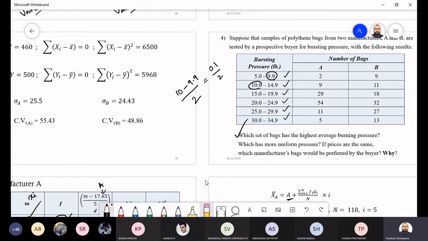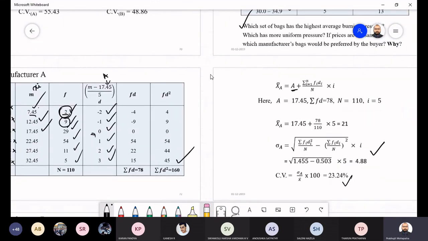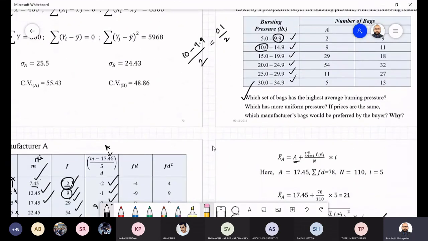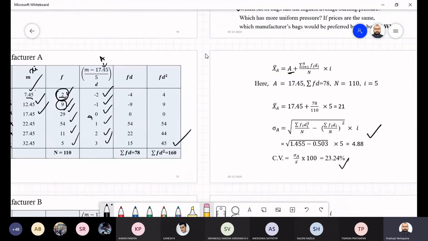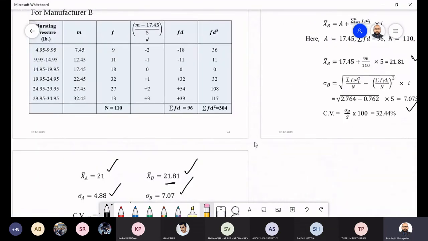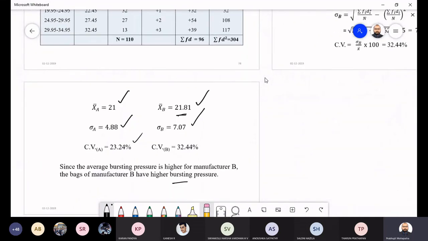Which has more uniform pressure? Uniform pressure means the one with the lower standard deviation. Correct or not? Which has the lower standard deviation? Manufacturer A has the lower standard deviation. So manufacturer A has the uniform pressure, correct?